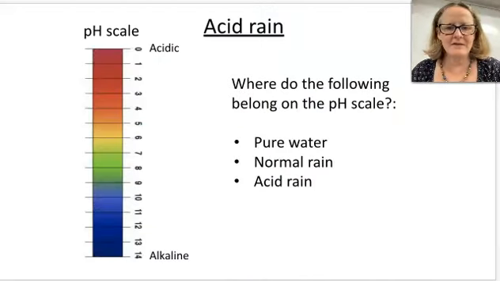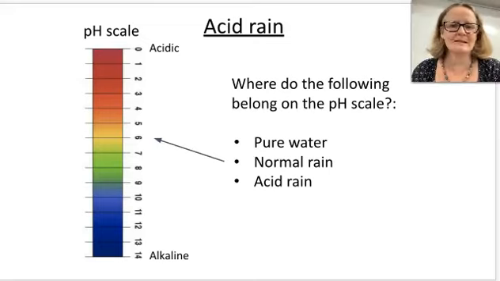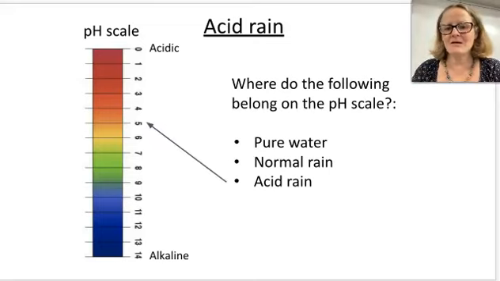So let's have a think about what acid rain actually is. On this image we have a pH scale, which is a measure of acidity, and we're going to consider 3 different types of water. Pure water has a pH of 7, which means it is neutral. Normal rain is slightly acidic, a very weak acid, only about pH 6. Acid rain is 10 times more acidic than normal rain, so it is pH 5.